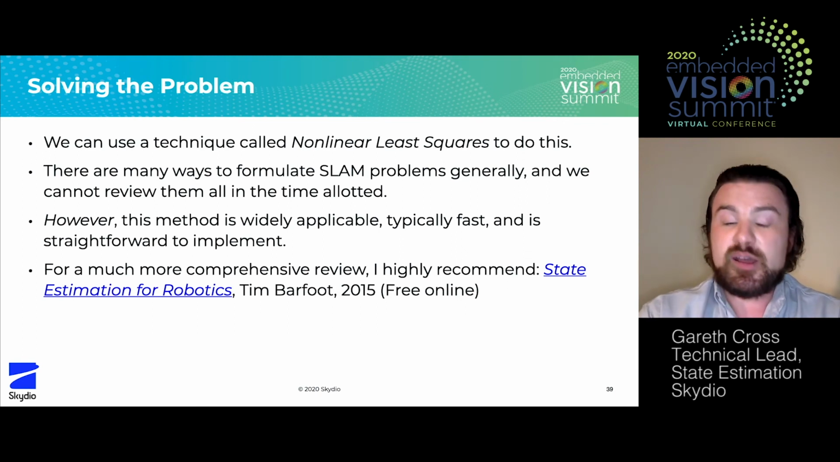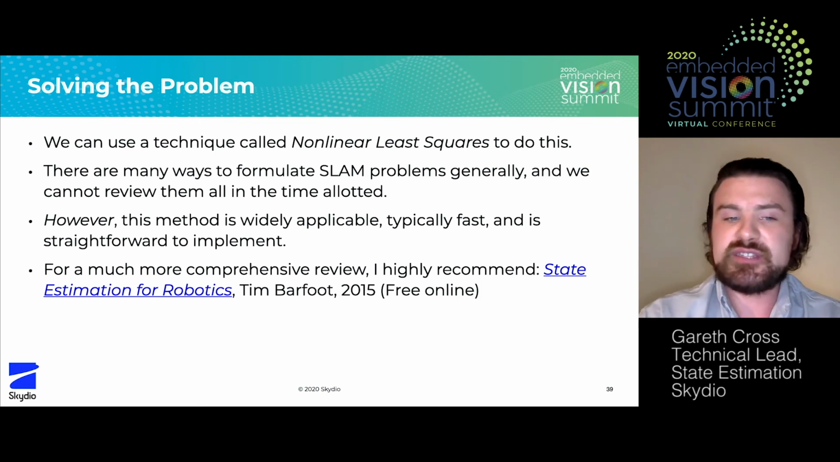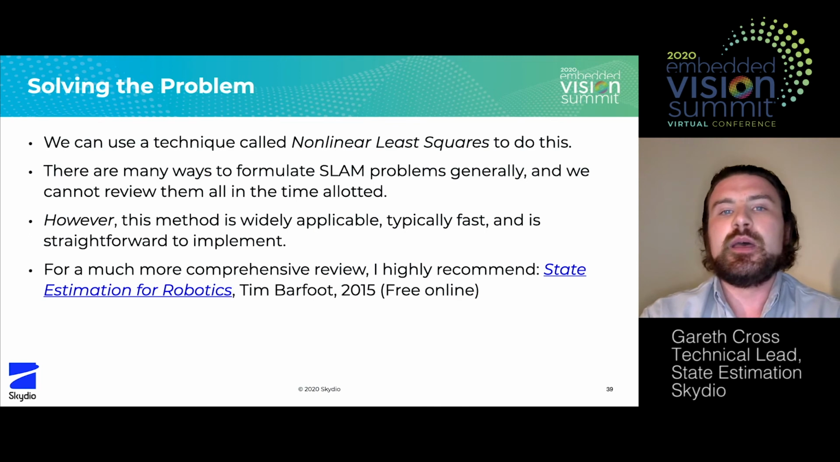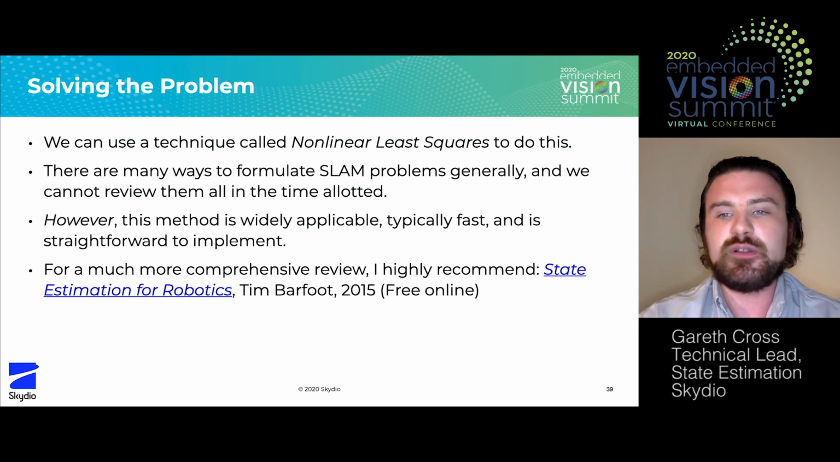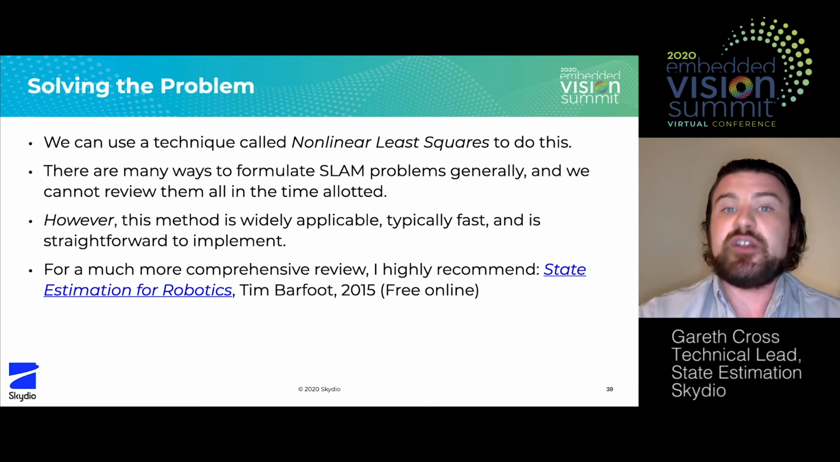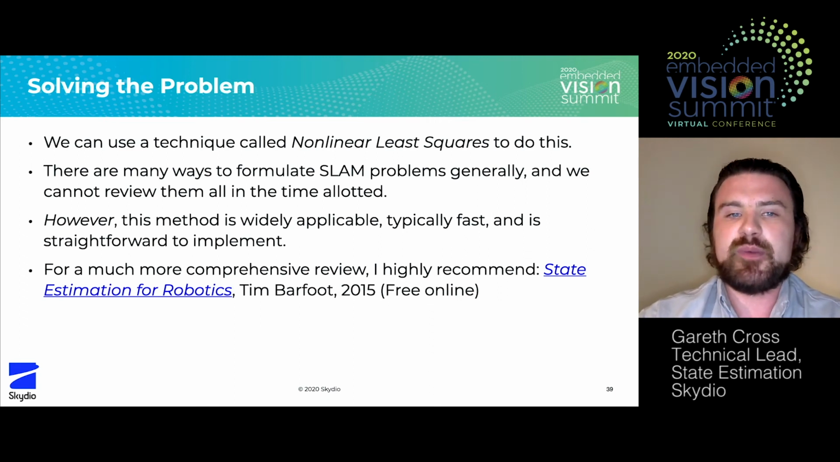If you want a very comprehensive, very detailed overview of how nonlinear least squares exactly solves the SLAM problem, I recommend looking at Tim Barfoot's book, State Estimation for Robotics. Don't let the robotics part dissuade you if you work in a different industry. The techniques described therein are very general. It's really a probabilistic SLAM book, and there are very comprehensive, very detailed derivations in there that will show how this works, and I highly recommend looking at that if you're going to implement a SLAM pipeline yourself. Also, it's available for free online.